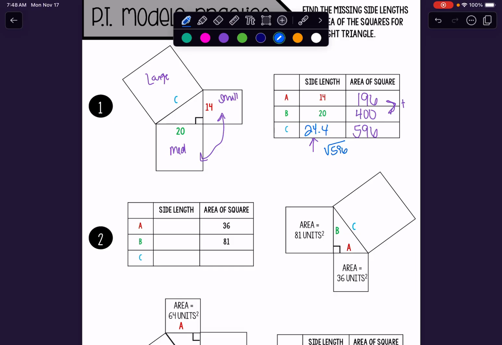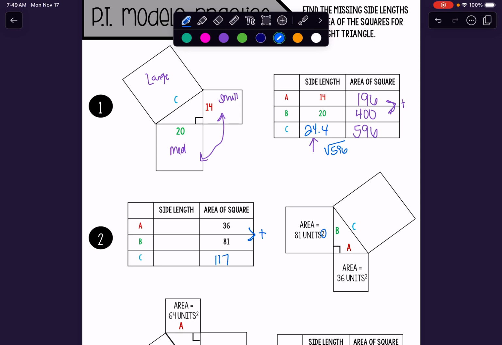Okay, on this one, they give me the areas and they're asking about the side length. So when we were talking about how it's important to be able to identify if they're giving me area or side length, again, they were very clear and labeled it area, but they also put units squared to indicate that they had given me the area. So if I know the area of the small and the medium one, I can add those areas together and I get 117.